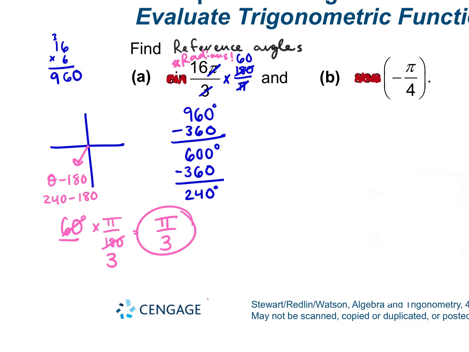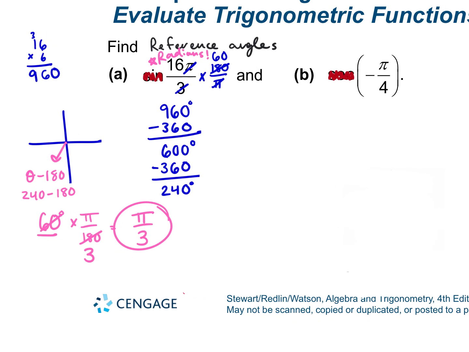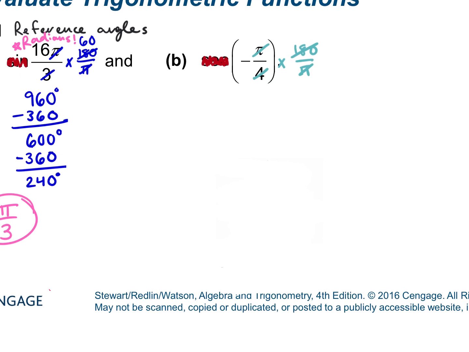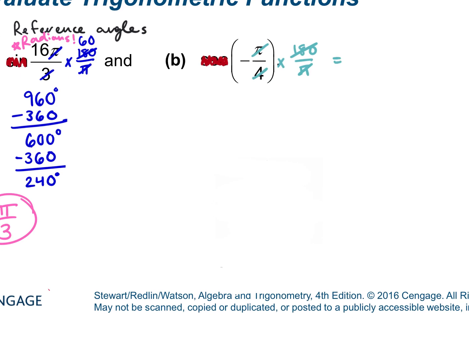Any questions here? Let's do it again with B. So let's start by converting it to degrees. So we're going to multiply by 180 over pi. 4 goes into 180 how many times? 45. Perfect. So this would be negative 45 degrees.